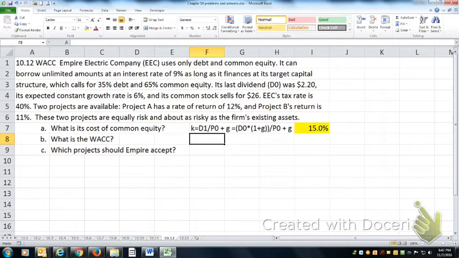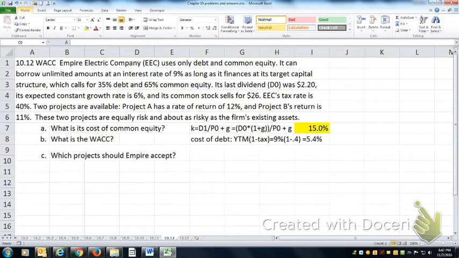Now for the weighted average cost of capital, I have to have 35% debt and 65% common. So my cost of debt is yield to maturity times 1 minus the tax rate. It can borrow at 9% times 1 minus 0.4. So the cost of debt would be equal to 5.4%.